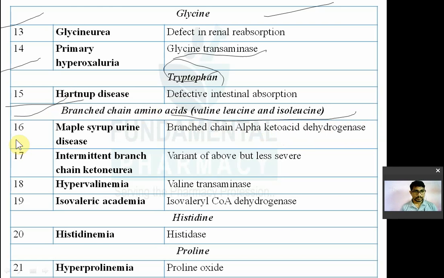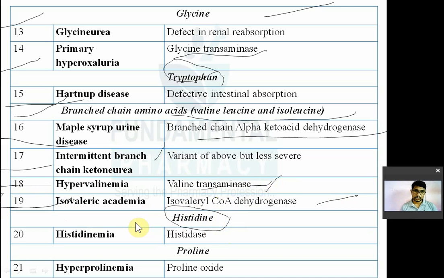Then the next one is isovaleric acidemia, due to the isovaleryl CoA dehydrogenase enzyme. Inborn error of histidine metabolism: histidinemia, increased level of histidine in your blood, due to deficiency of the histidase enzyme. Then the inborn error related to proline: hyperprolinemia, which is due to a defect in the proline oxidase enzyme. So these are the inborn errors in amino acid metabolism.